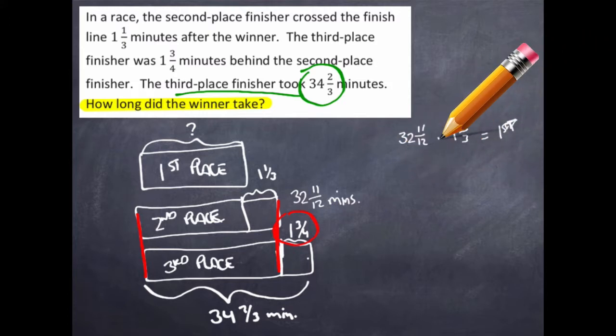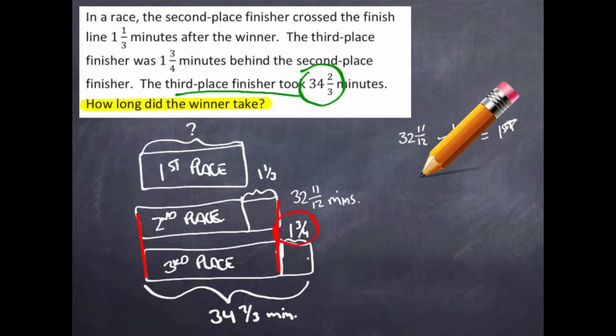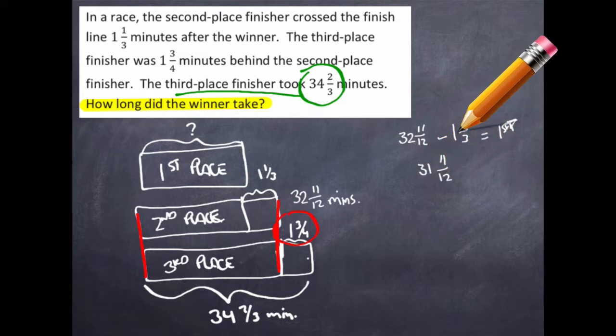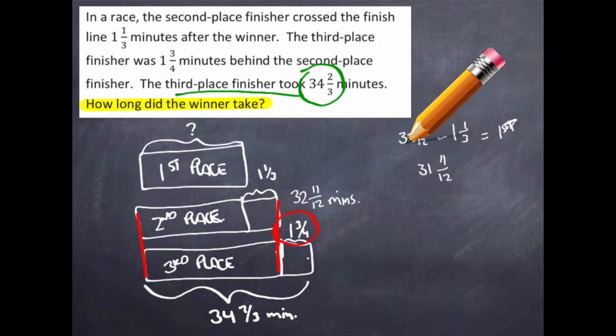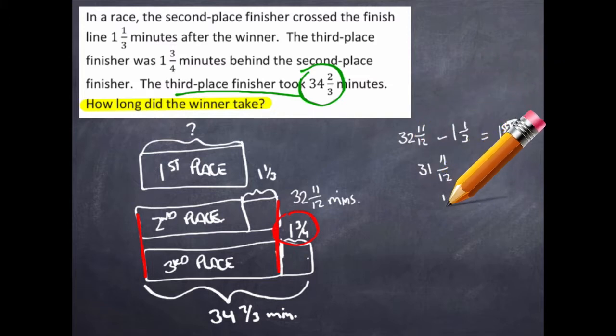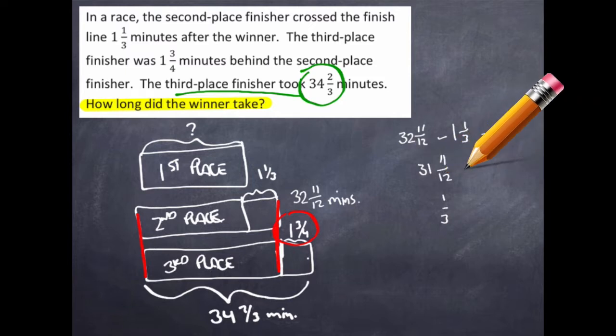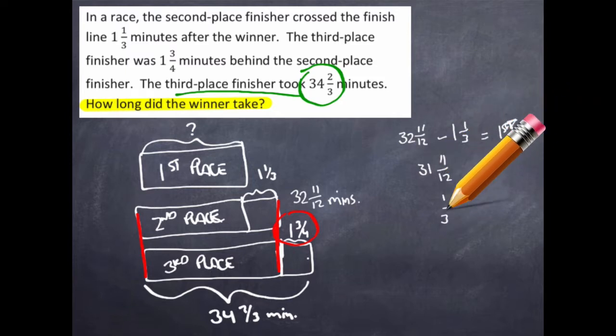So let's get some common denominators going here. First, let me subtract my whole numbers. So I would be left with, let's see, 31 11/12, and I subtracted the 1, so I don't have to worry about that anymore. So I would just have 1/3. Cool. So let's see, what is common between these two? What's a multiple of 3 and a multiple of 12 that they both have in common?